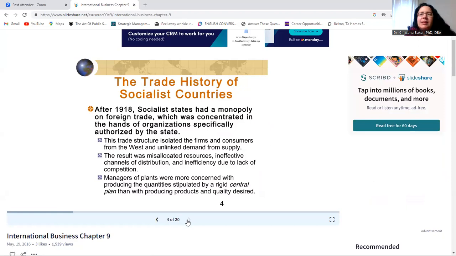The trade histories of socialist countries. After 1918, the socialist economy had a monopoly of foreign trade, which was concentrated in the hands of organizations specifically authorized by the state. This trade structure isolated firms and consumers from the West and unlinked demand from supply. The result was misallocated resources, ineffective channels of distribution, and inefficiency due to the lack of competition. Managers in the plants were concerned with producing the quality stipulated by the rigid central plan, rather than the products and quality desired.